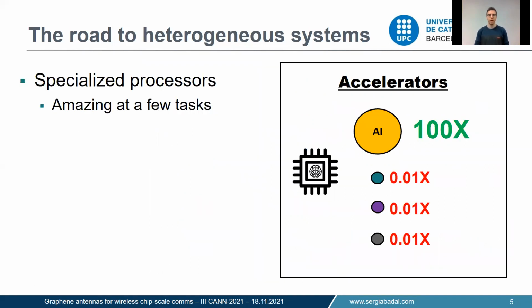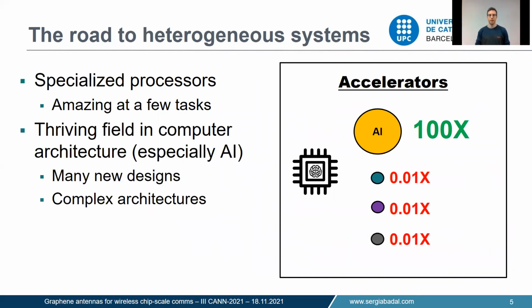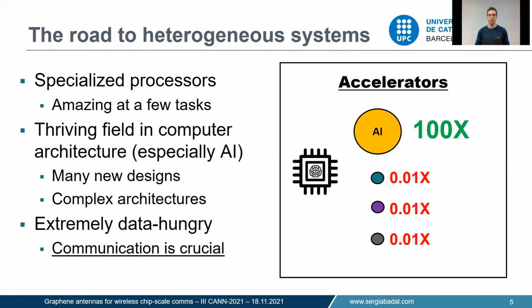On the other hand, we have specialized processors, which are amazing, but only at a few tasks, and they are terrible at any other task. In this example here, an accelerator would be very good for AI, but very poor for any other task. This is a trend that is thriving in computer architecture nowadays, especially in the field of AI, with many new designs of many new accelerators, many new processors, which are accelerating a given type of application with very complex architecture. But more importantly for us, these are extremely data hungry, so communication becomes crucial.